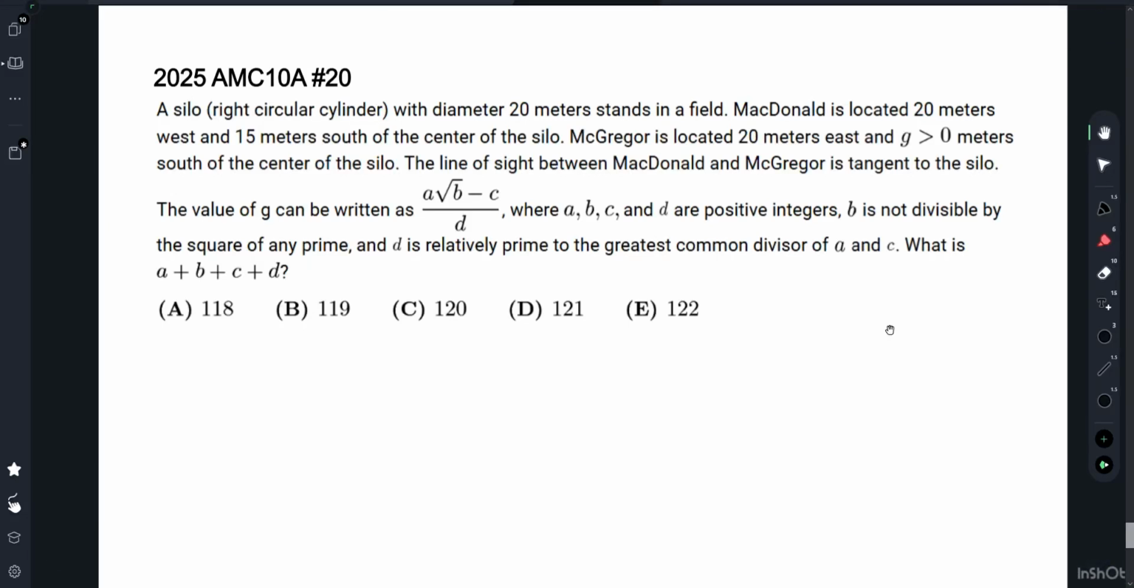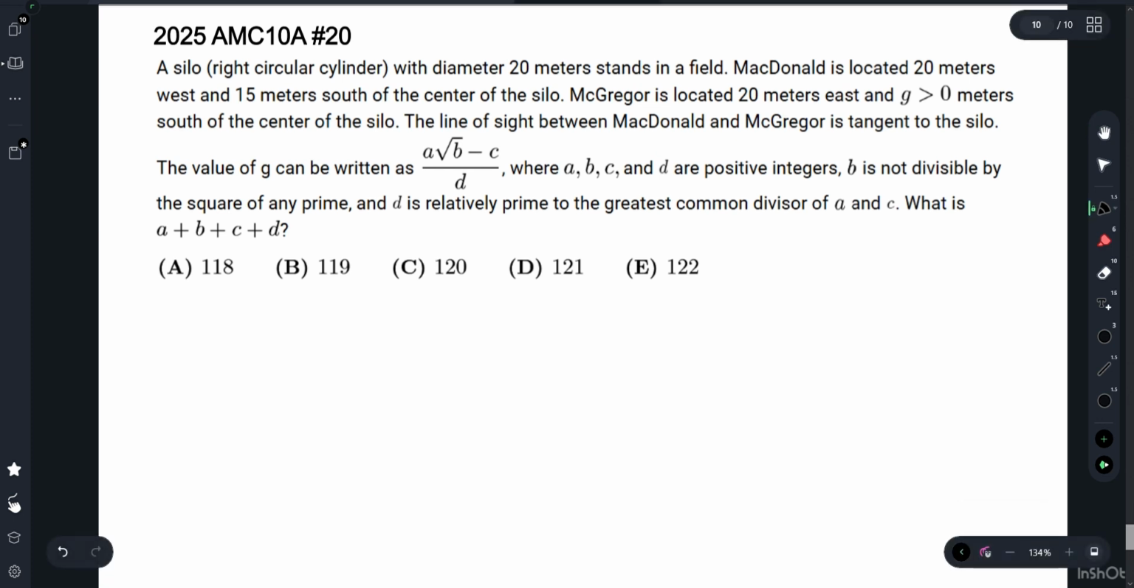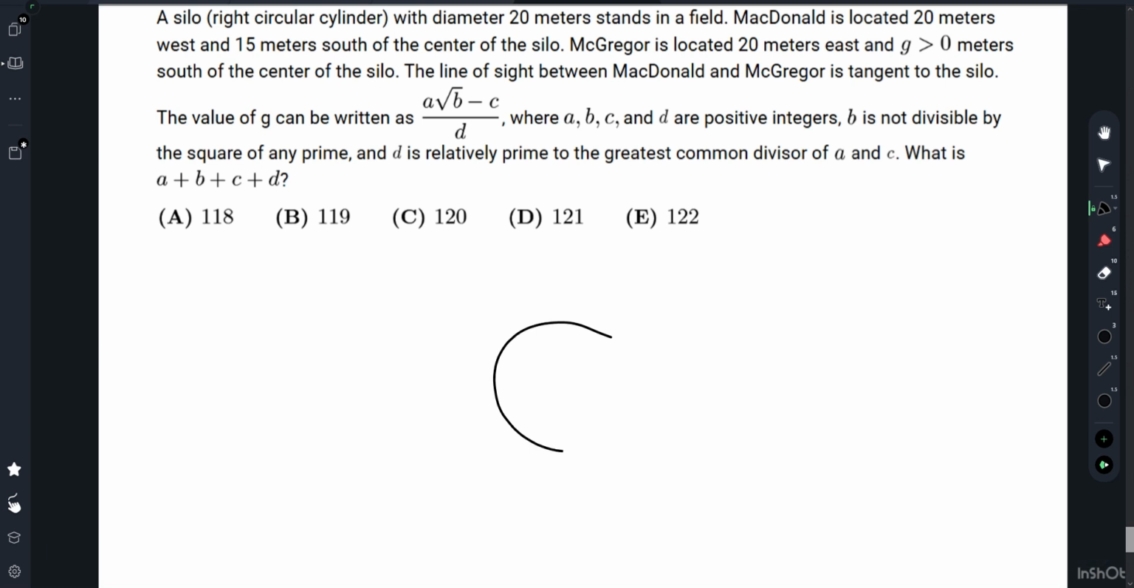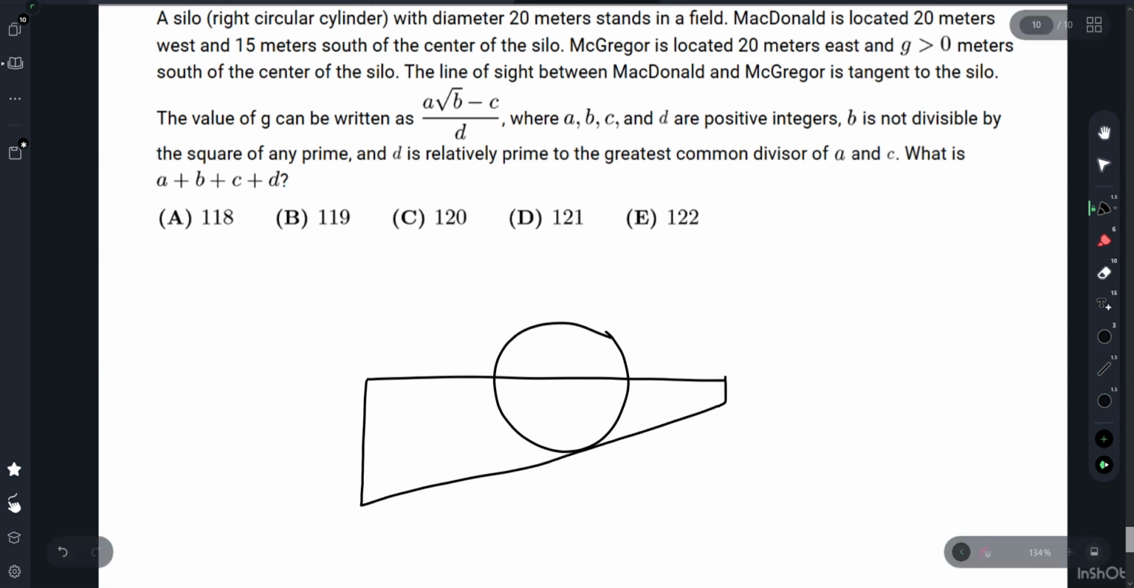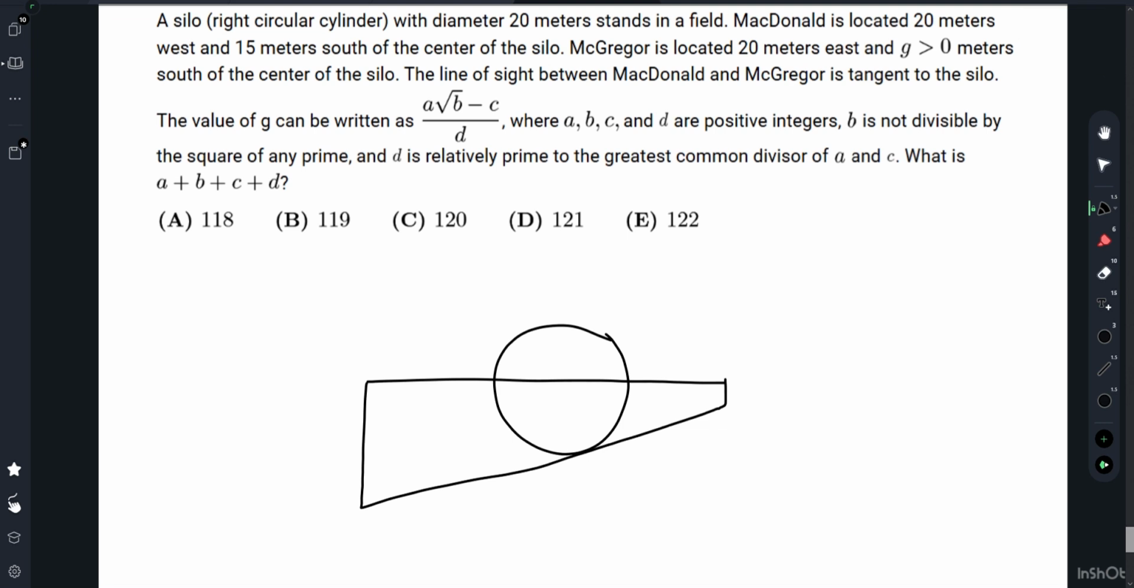Hello guys, today I'm going to solve 2025 AMC 10A Problem 20. A silo, a right circular cylinder with diameter 20 meters, stands in a field. McDonald is located 20 meters west and 15 meters south of the center of the silo. McGregor is located 20 meters east and G meters south of the silo. The line of sight between McDonald and McGregor is tangent to the silo. The value of G is A root B minus C over D. Find A plus B plus C plus D.